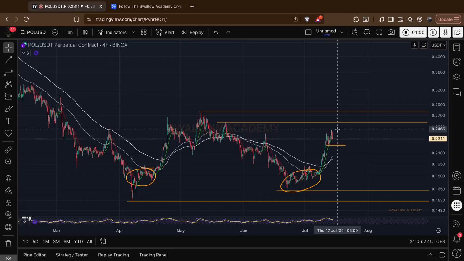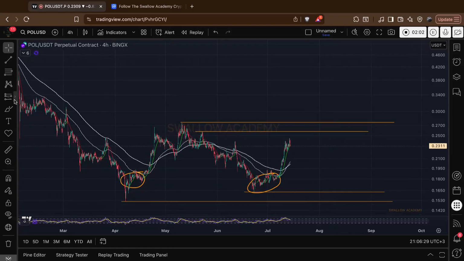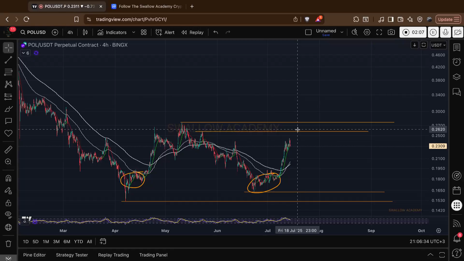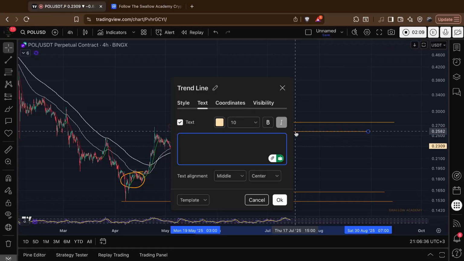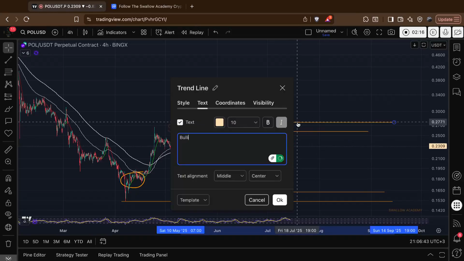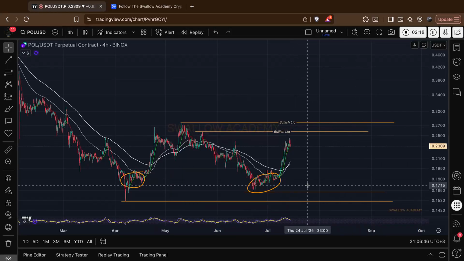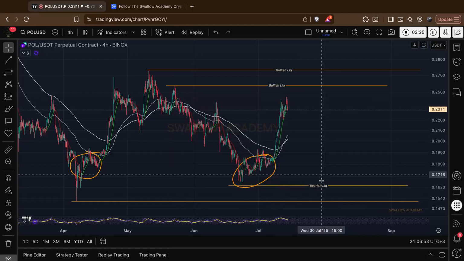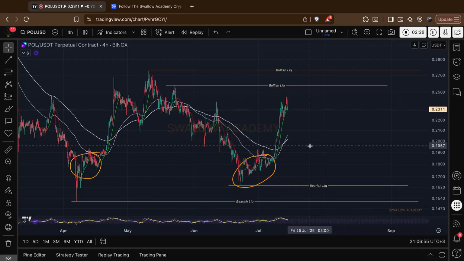Now, if we keep the momentum here and we don't see this market structure break happening, then 2 points of interest for us are going to be, of course, this upper liquidity zone, which is, let's call it, a bullish lick, and this one as well. And let's leave this and also like this.